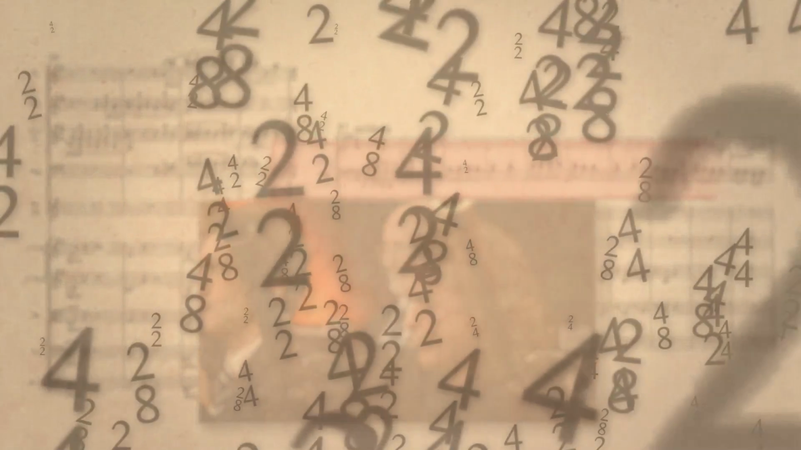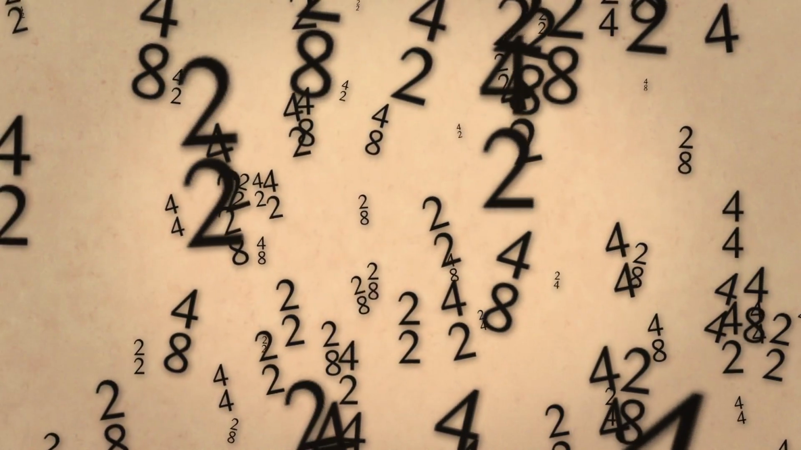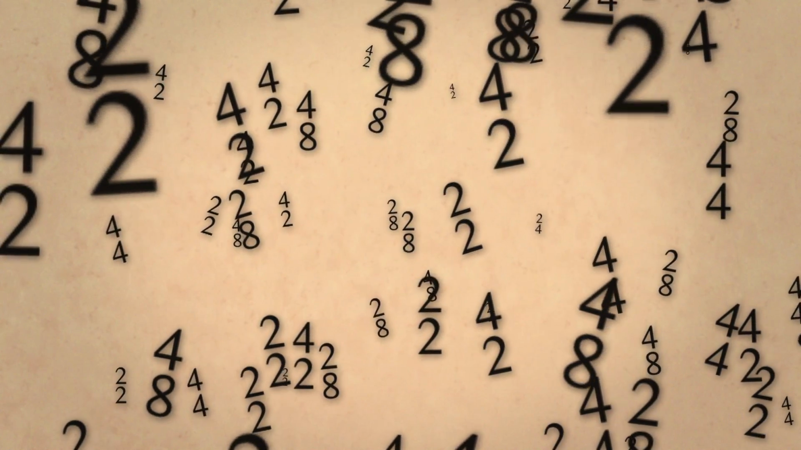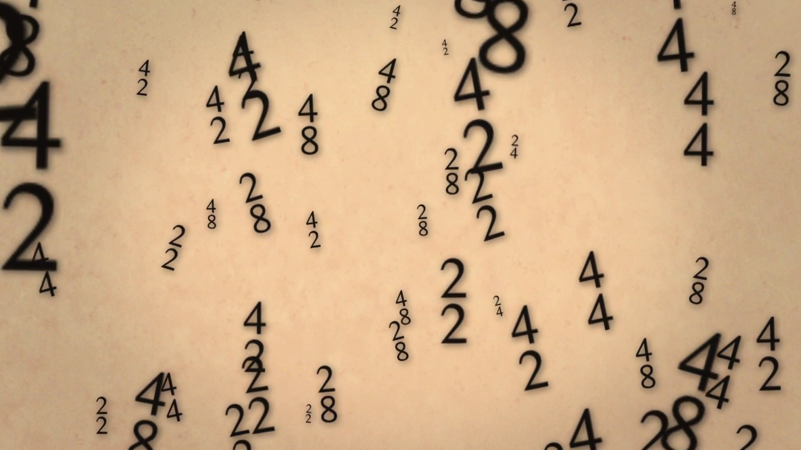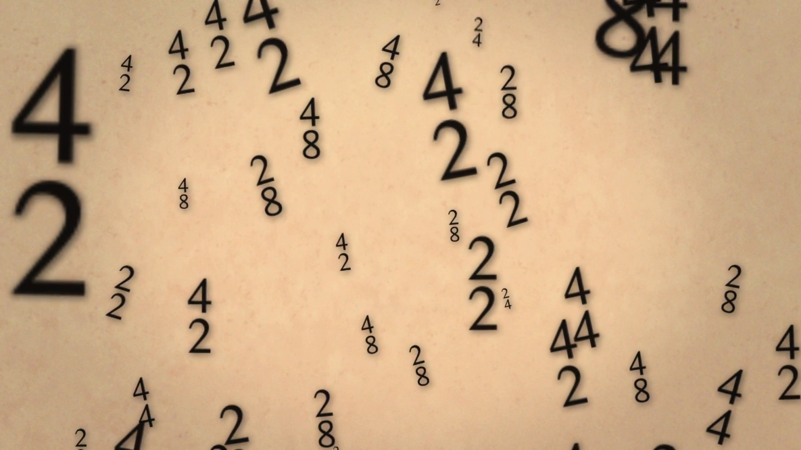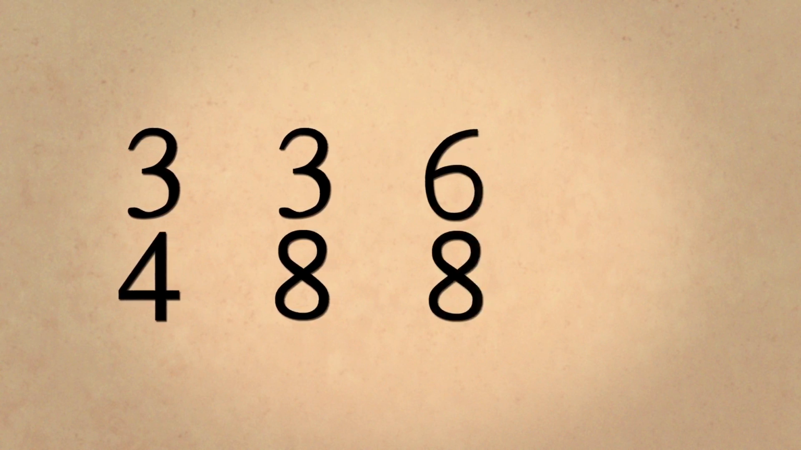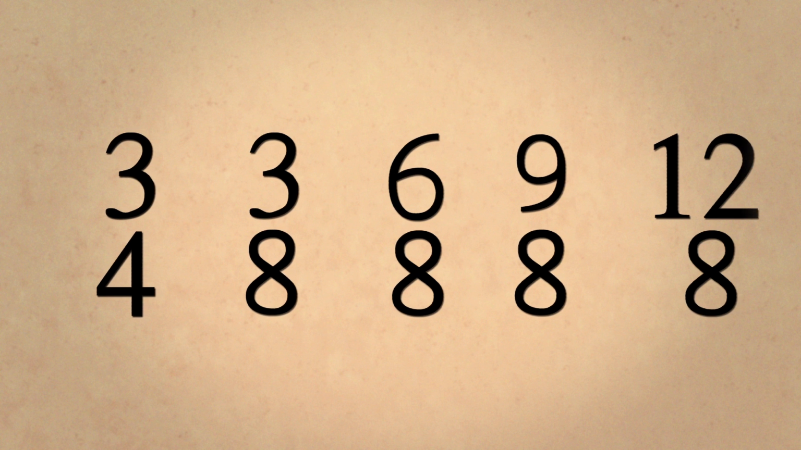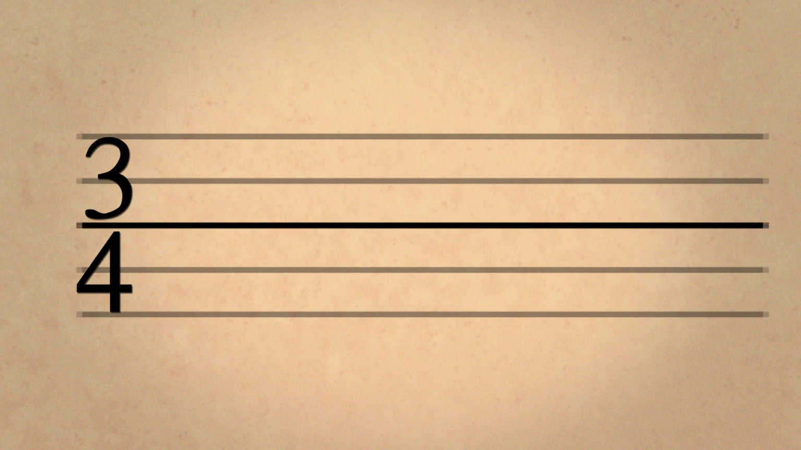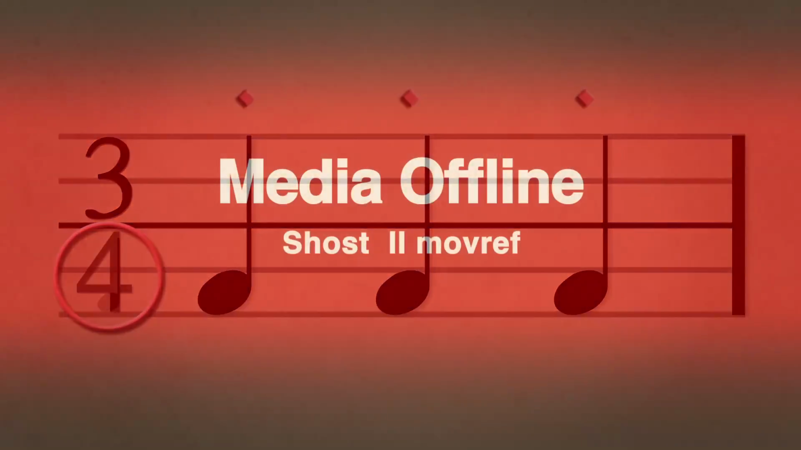All of the meters that we have discussed so far are duple meters or duple time, with the beats all divisible by 2. Now let's discuss some triple meters with all the beats divisible by 3. The most common are 3/4, 3/8, 6/8, 9/8, and 12/8. 3/4 means 3 beats in a measure with a quarter note receiving 1 beat.